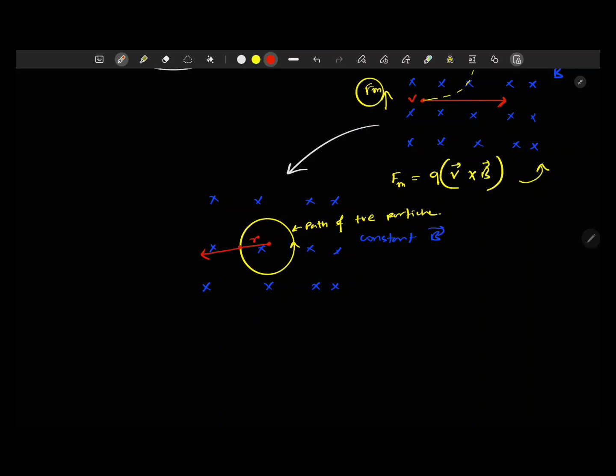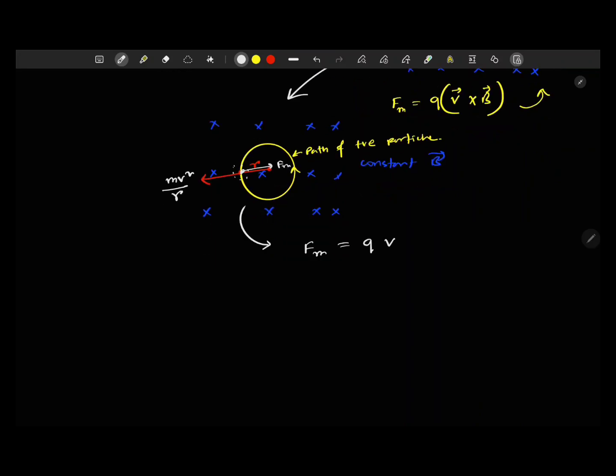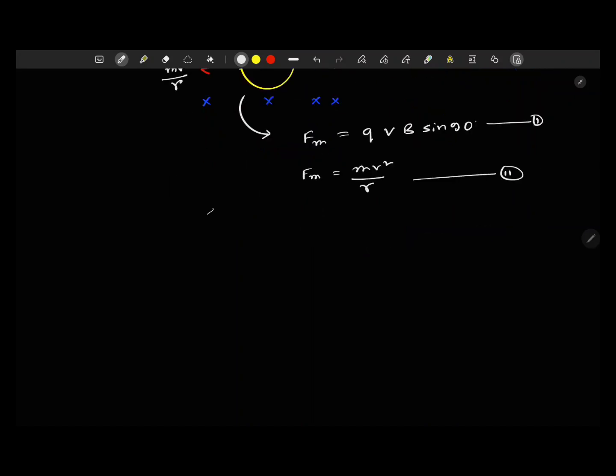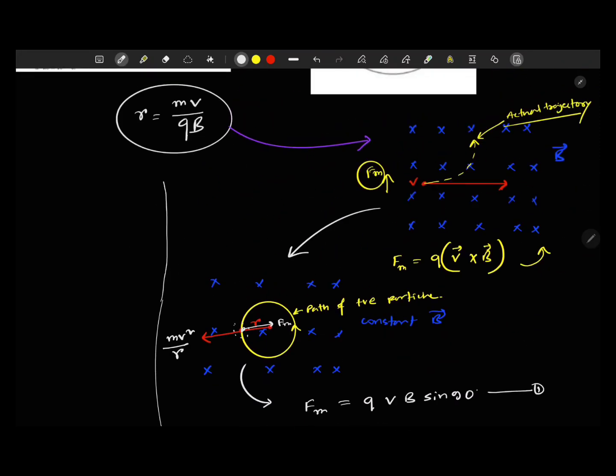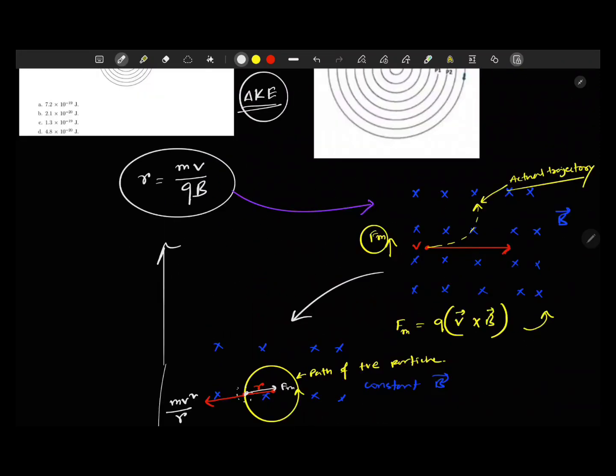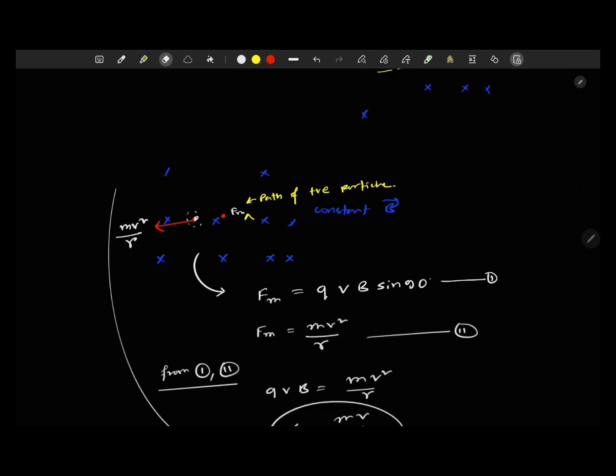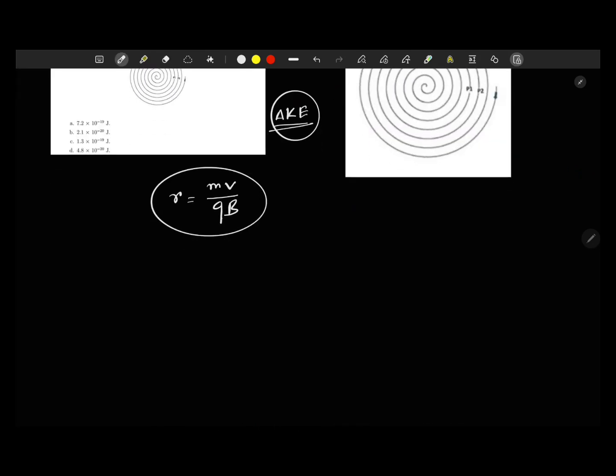We can see that the magnetic force provides the centripetal acceleration. From this, the magnetic force is equal to qvB sin theta, as the angle between v and B is 90 degrees. That is one equation, and the second equation is mv squared by r equals the magnetic force, from circular motion and centripetal acceleration. Now from equations 1 and 2, this was in the theory, so we don't need that to solve this question. This is only for those who don't know where this is derived from.